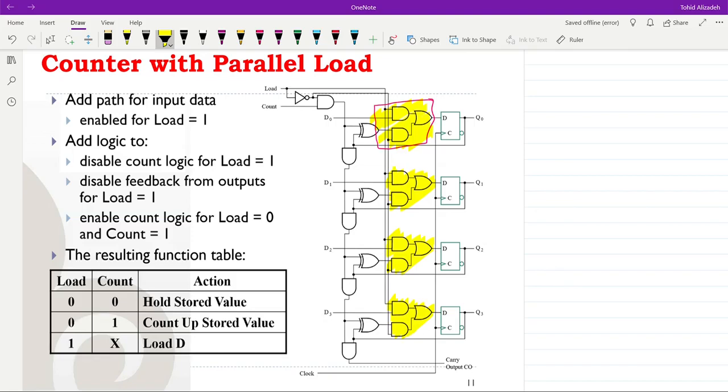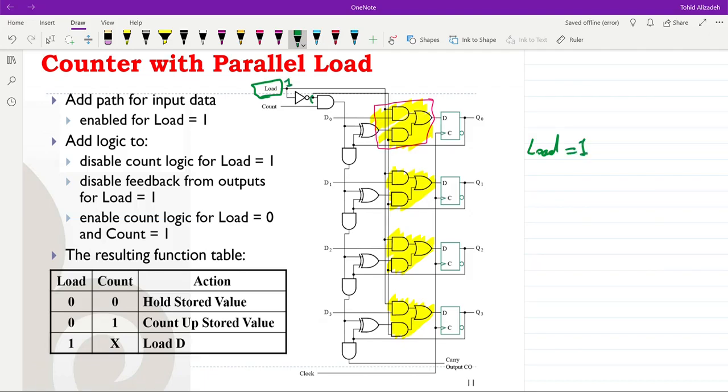You can see here that we will have two inputs and we will select among those two inputs. How do we select? We refer to the load signal that we have here. Let me show it to you. So here we have the load. Let's see what happens when load is equal to 1.